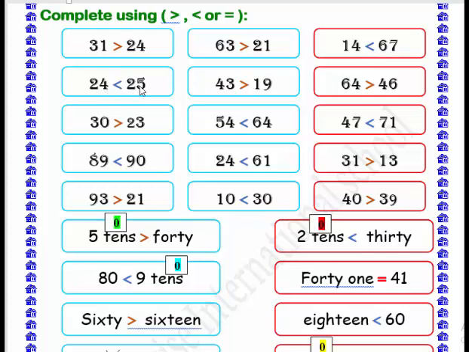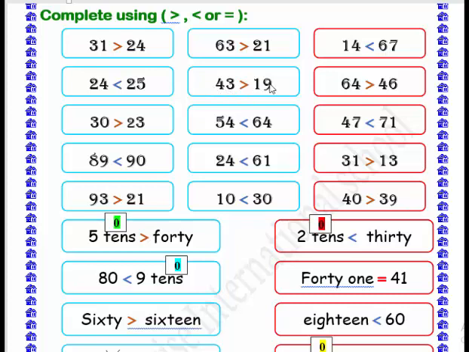24 and 25. Where are the tens in 24? 2. And where are the tens in 25? 2. Now we have the same tens. If we have the same tens, we said before we have to look at the ones. If they have the same tens, look at the ones. And the bigger ones, the bigger number. 4 and 5. Which is bigger? 5. So 25 is bigger than 24. So the mouse eating 25.